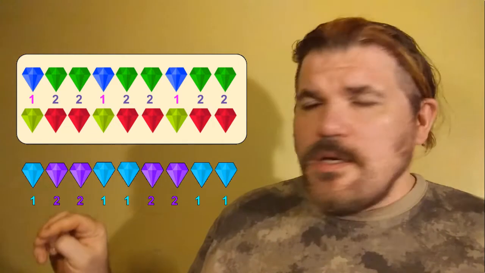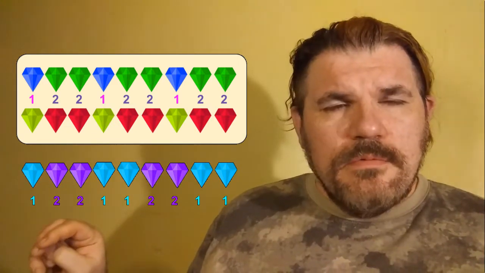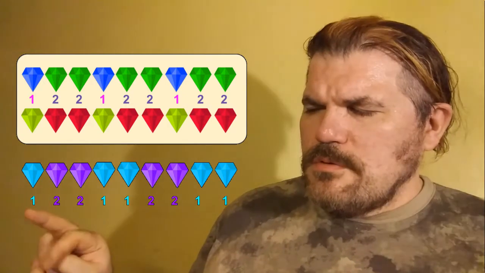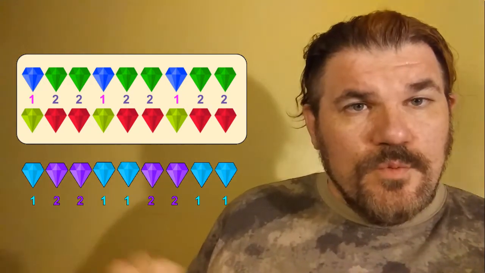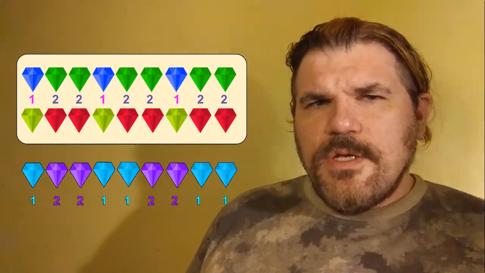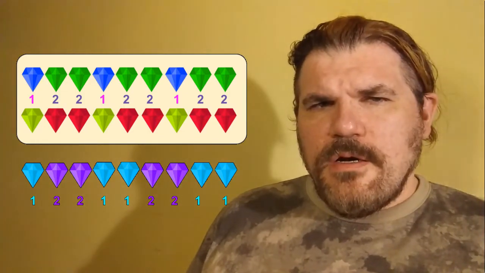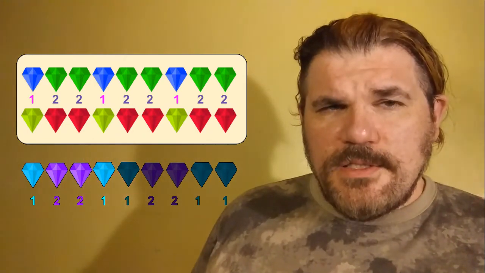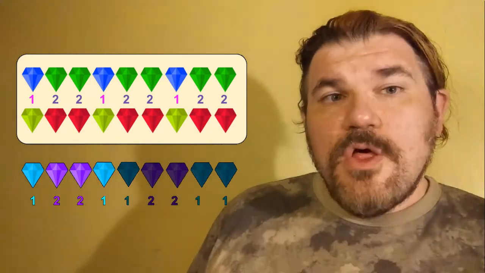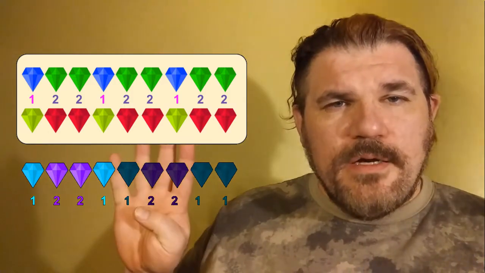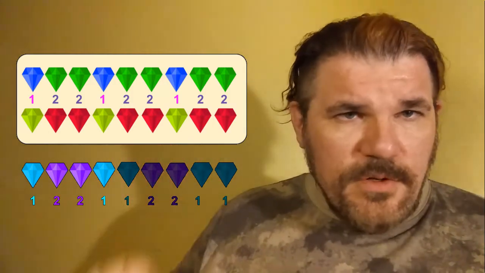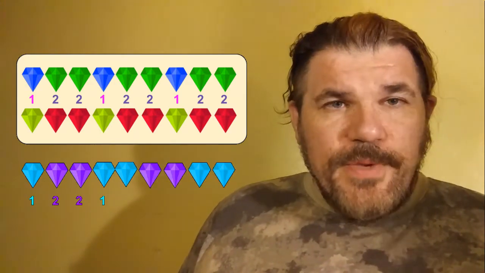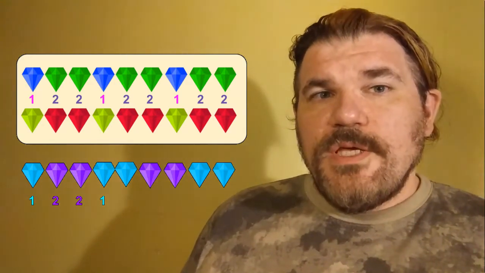1, 2, 2, 1. 1, 2, 2, 1. I think we found it. So how many are there in the pattern? The first ones have 3, and the bottom one now has 4 in the pattern. Well, if one has 3 and one has 4, that's not a match, right? So how did we figure out the pattern? We looked until we found the part that repeats.